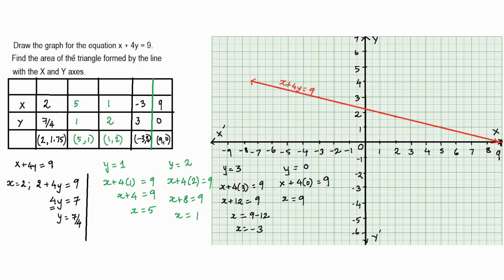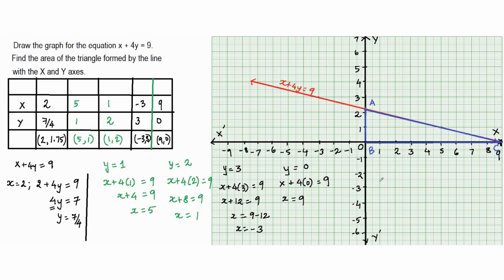Now we have to find the area of the triangle formed by the line with the x and y axis. So what they are basically asking us is, you will notice that with the y axis and the x axis, a triangle is getting formed. We want to find the area of this particular triangle. So this is the triangle whose area we are trying to find. So let us label the vertices. So let this vertex be A, let this vertex be B, and let this vertex be C.